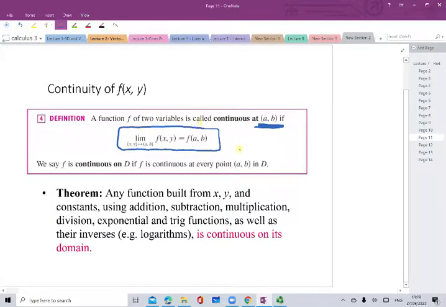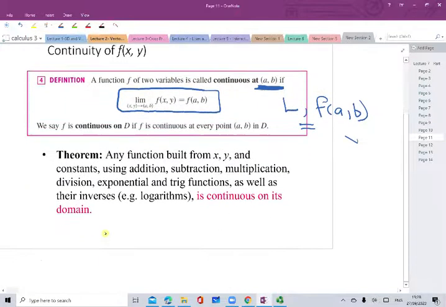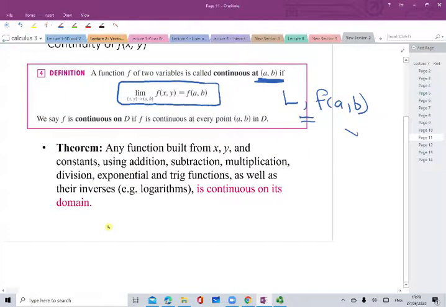Also, this is considered as three cases. The limit exists. The function at (a, b) is equal to the limiting value. If both of them are equal to each other, then it is continuous at this point. Okay. In general, we don't need to do this job for all problems. Most problems that we are dealing with are simple functions built from our independent variables using addition, subtraction, multiplication, division, and exponentials. So most of the problems are of this type.